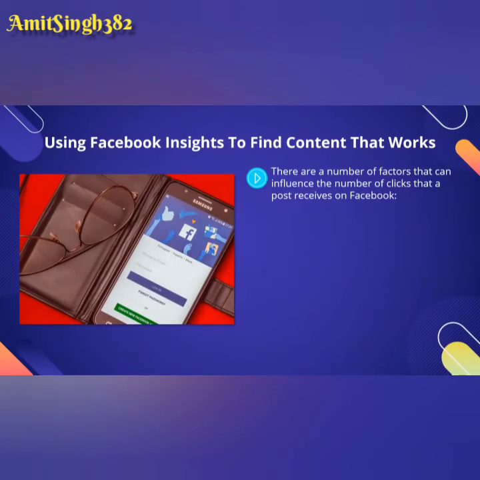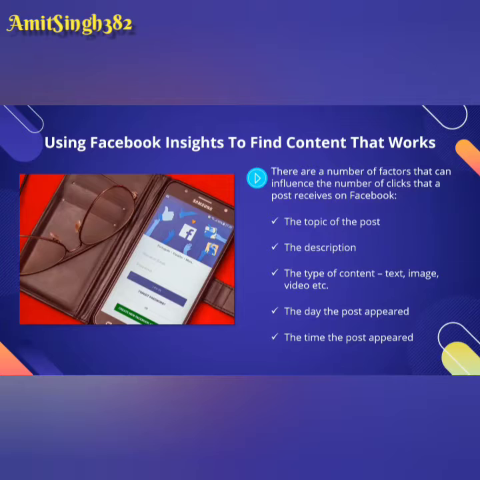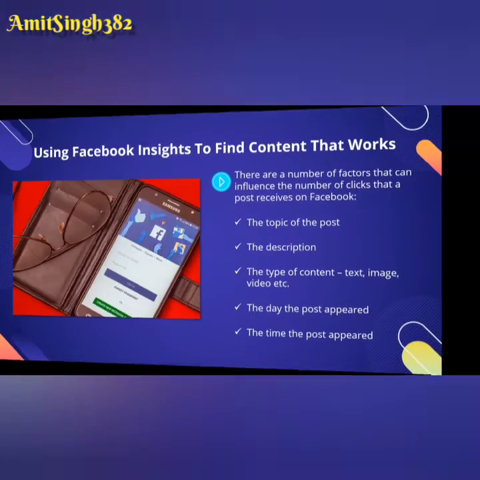There are a number of factors that can influence the number of clicks that a post receives on Facebook: the topic of the post, the description, the type of content (text, image, video, etc.), the day the post appeared, and the time the post appeared. We recommend that you use a spreadsheet here such as Google Sheets and add your most clicked posts to the sheet along with the information above: post topic, description, content type, etc. This will provide you with even more insight into what works the best. The aim with your Facebook posts is to get your audience to click, so don't skip this step.